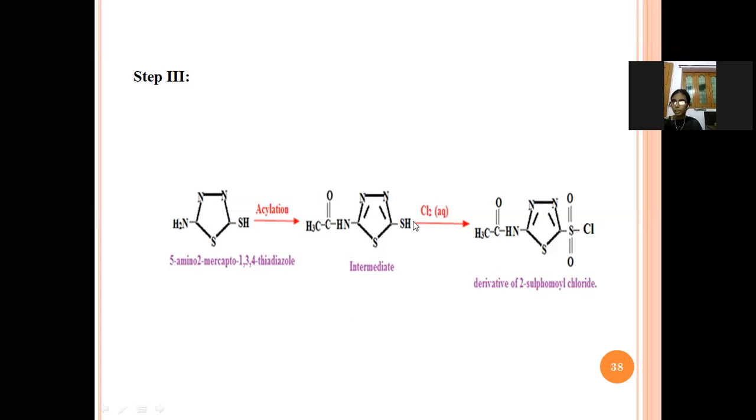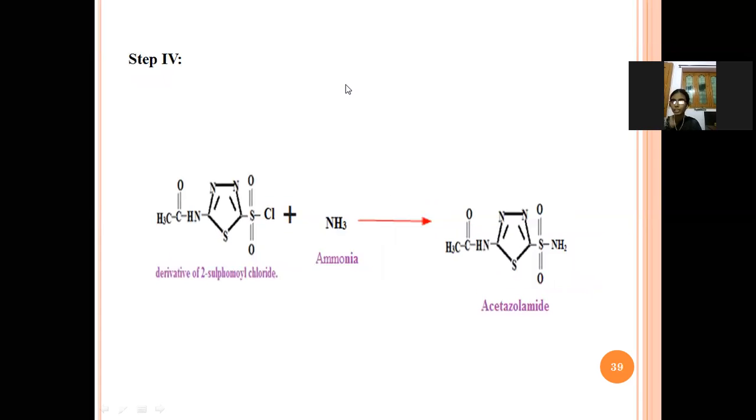See here in step 3, the 5 amino 2 mercapto 1, 3, 4 thiadiazole, when it undergoes the acylation process, here to the amide group the acyl group is attached. In the presence of the chlorine atom, the derivative of the 2-sulfonyl chloride is formed.